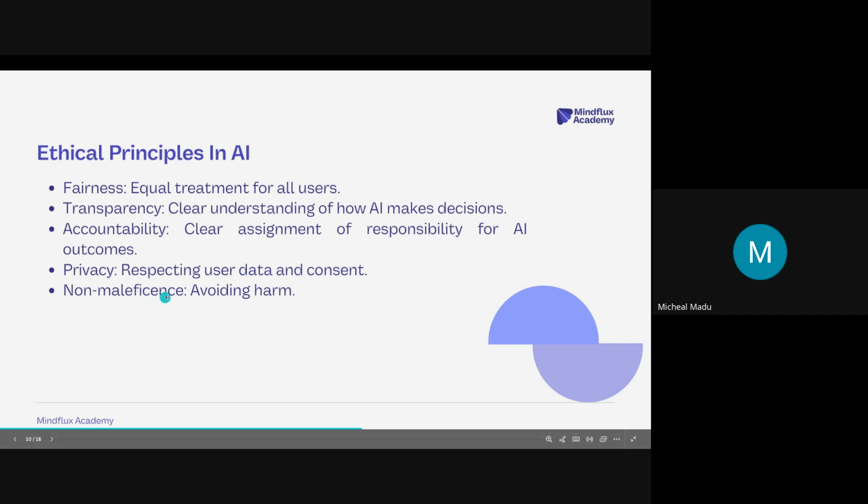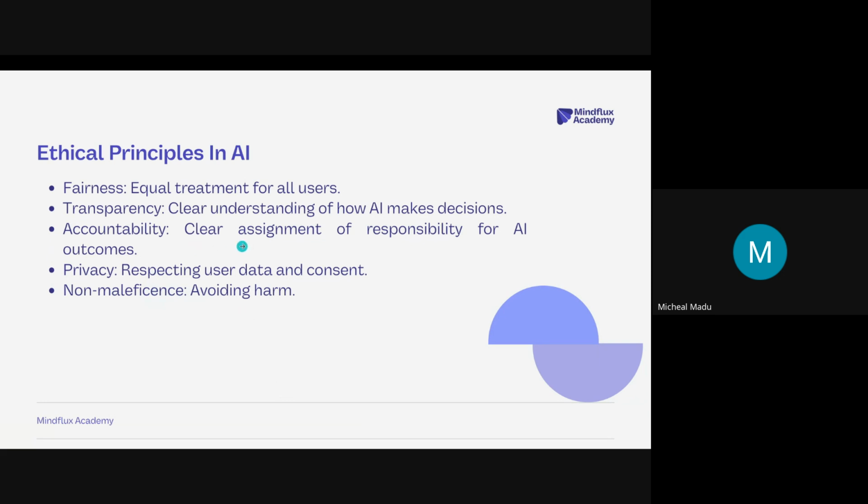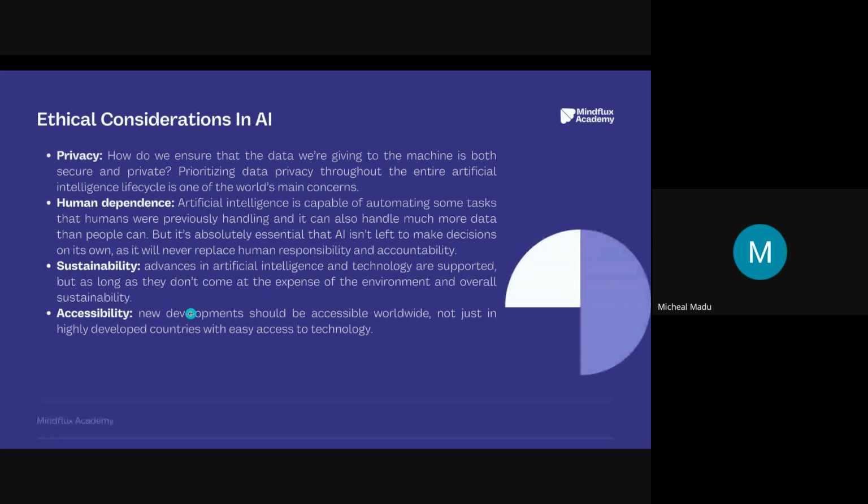Now, non-maleficence: you have to ensure that your AI does not cause harm. Those are part of the ethical principles to look at. Now, what are the ethical considerations? Privacy. How do we ensure that the data we are giving to the machine is both secure and private?